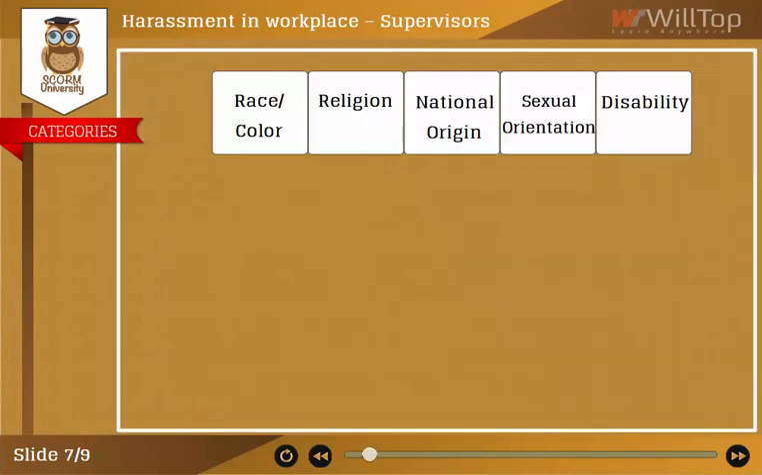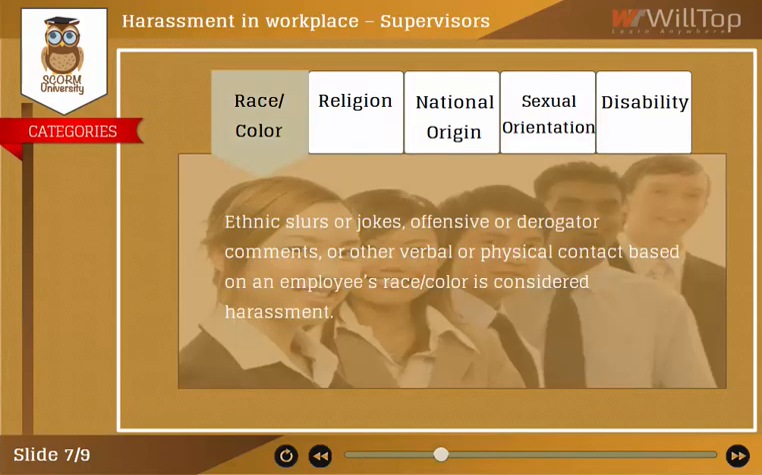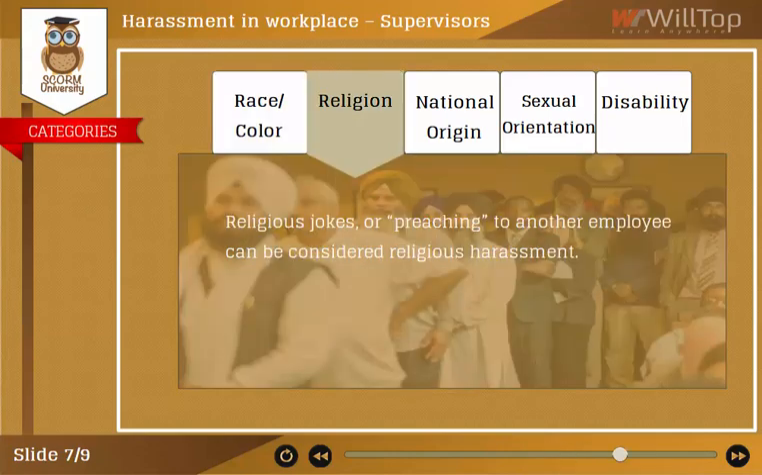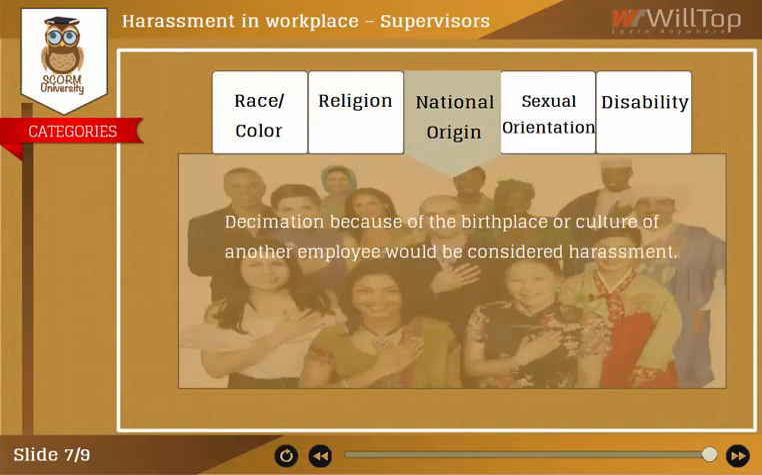Click on each tab to know about the categories of harassment. Race or color harassment: ethnic slurs or jokes, offensive or derogatory comments, or other verbal or physical contact based on an employee's race or color is considered harassment. Religion harassment: religious jokes, or preaching to another employee can be considered religious harassment. National origin harassment: discrimination because of the birthplace or culture of another employee would be considered harassment.